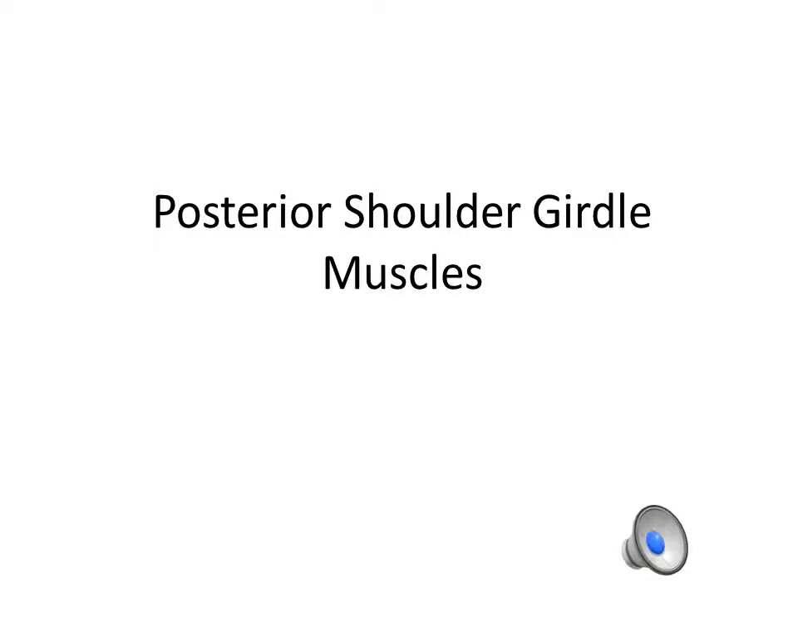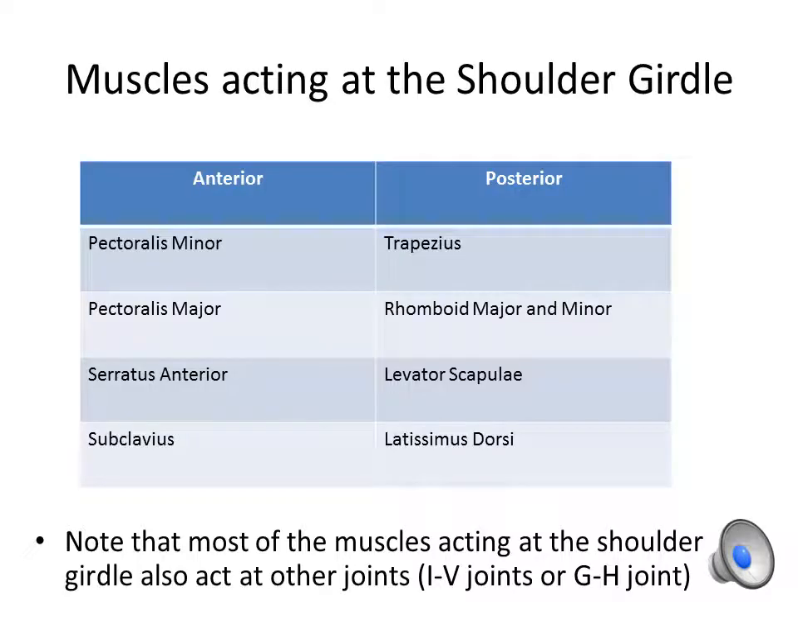Welcome to the lecture on the posterior shoulder girdle muscles. There are 8 muscles that act at the shoulder girdle. We have divided these muscles into the anterior muscles and the posterior muscles. We have already covered the anterior muscles during the anterior neck and shoulder lecture.